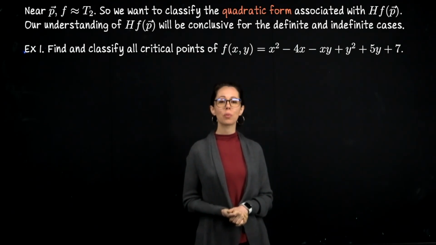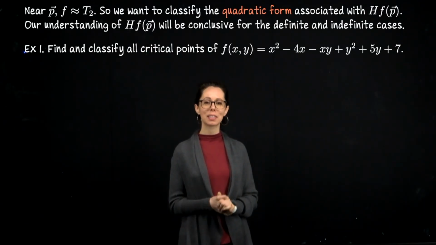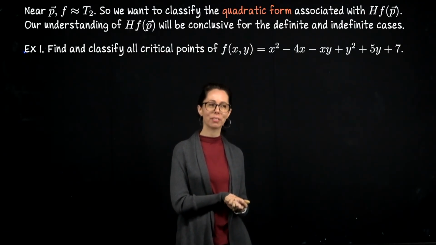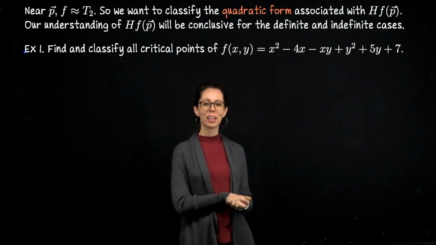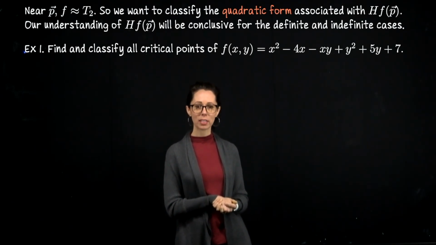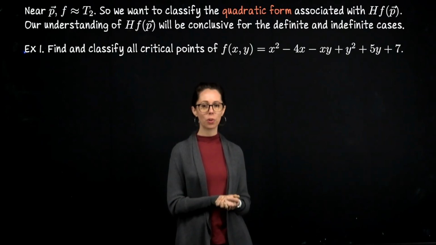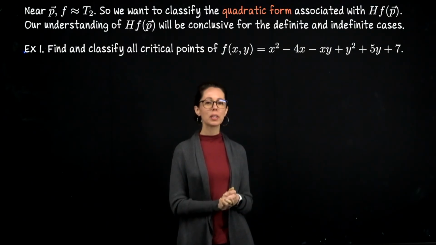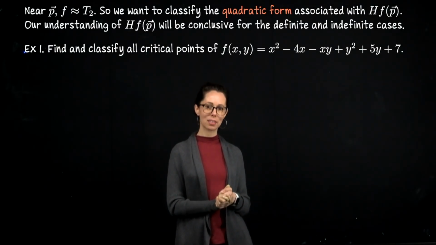With the methodology that we've built up, let's try it on a couple examples, and then at the end, I will wrap up with just some pictures of other behaviors that we might not have gotten a chance to see. So for this first example, we have f(x, y) = x² - 4x - xy + y² + 5y + 7. We want to find and classify the critical points.